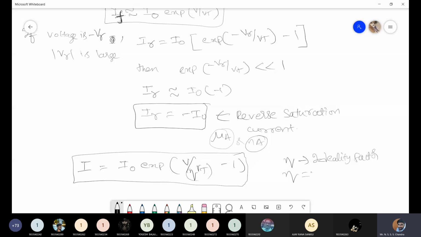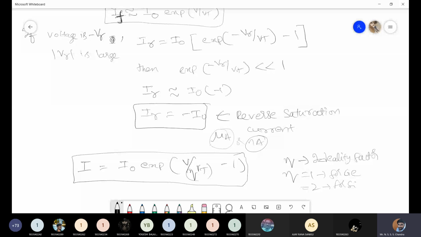This eta value will be 1 for germanium, 2 for silicon. In the problems, if germanium is given, then you can directly use the formula. But in case of silicon, if it is mentioned that it's a silicon diode, you should add an extra term called eta, whose value is equal to 2. You should keep this in mind. So ideality factor means how close it is to the ideal curve of a diode. Usually we take germanium as reference.